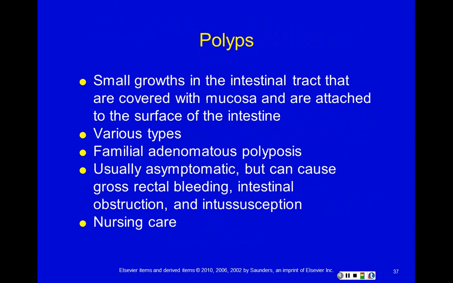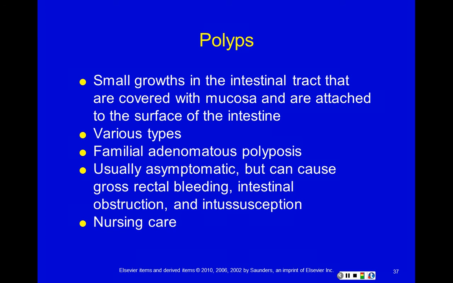Okay, so the last thing that I will discuss today are polyps. And polyps are small growths in the intestinal tract that are covered with mucosa and are attached to surfaces within the intestine. There are different types of polyps. And so in your book, they show you two different types of polyps. You have your pedunculated polyps, and then you have your sessile polyps.